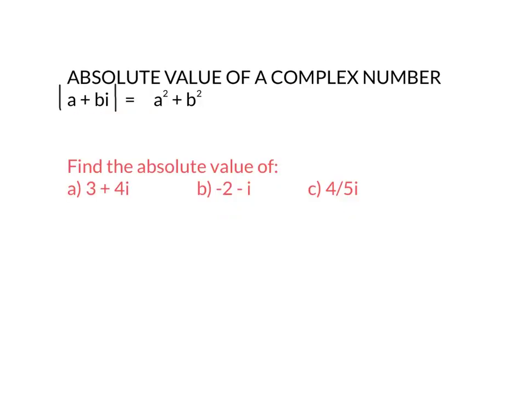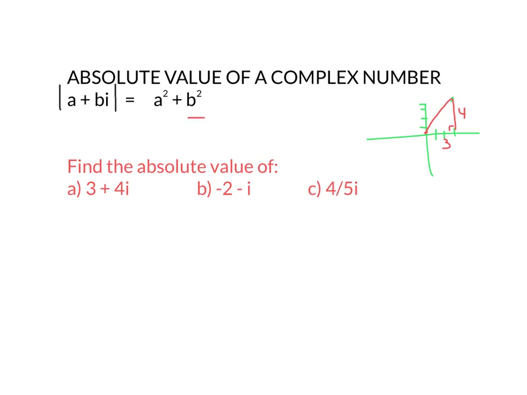Absolute value, remember, is how far a number is from 0. So in this case, it's how far these numbers are from the origin on the complex plane that we just looked at. So 3 plus 4i would be 1, 2, 3 right, 1, 2, 3, 4 up, right there. How far is that from 0? Well, it's that line right there. We went right 3, we went up 4 to get there, and that made a right triangle.